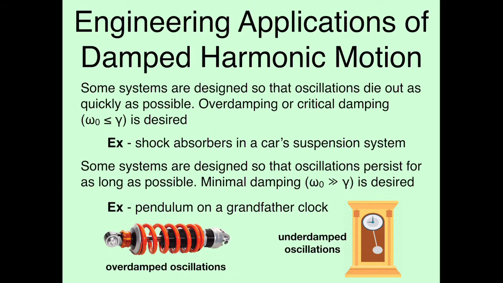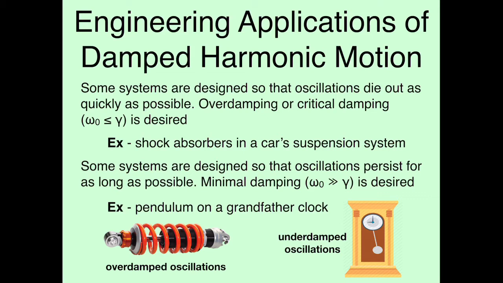On the other hand, sometimes systems are designed so that the oscillations will persist for as long as possible. You want the oscillations to last for as long as possible. So in this case, you want the smallest amount of damping that you can get, in which case you want omega naught to be a lot bigger than gamma. You want the damping coefficient to be really small.